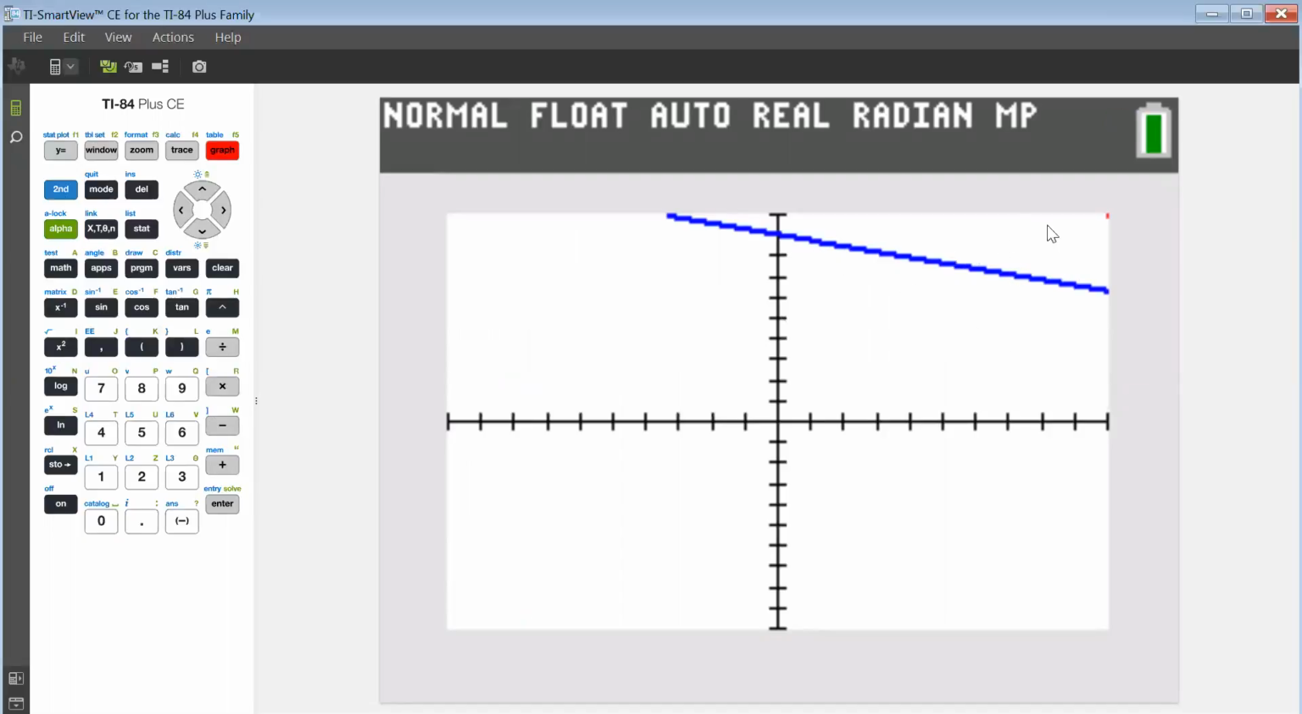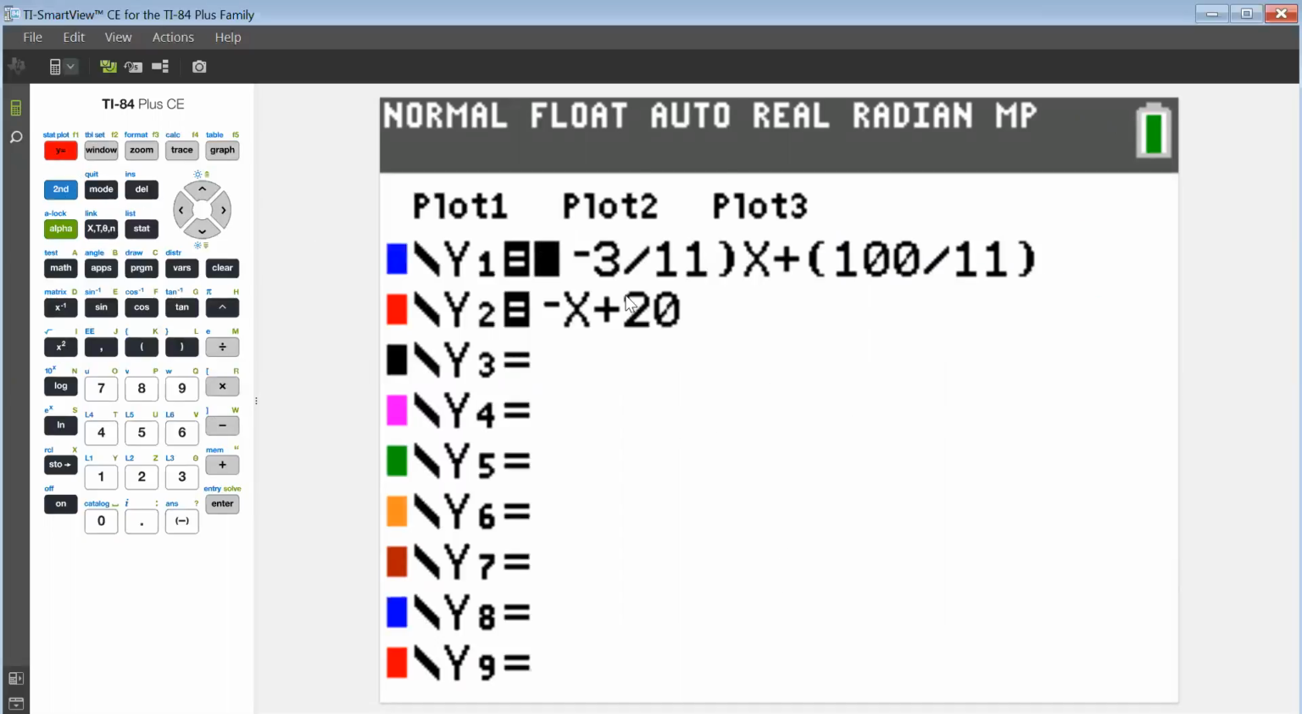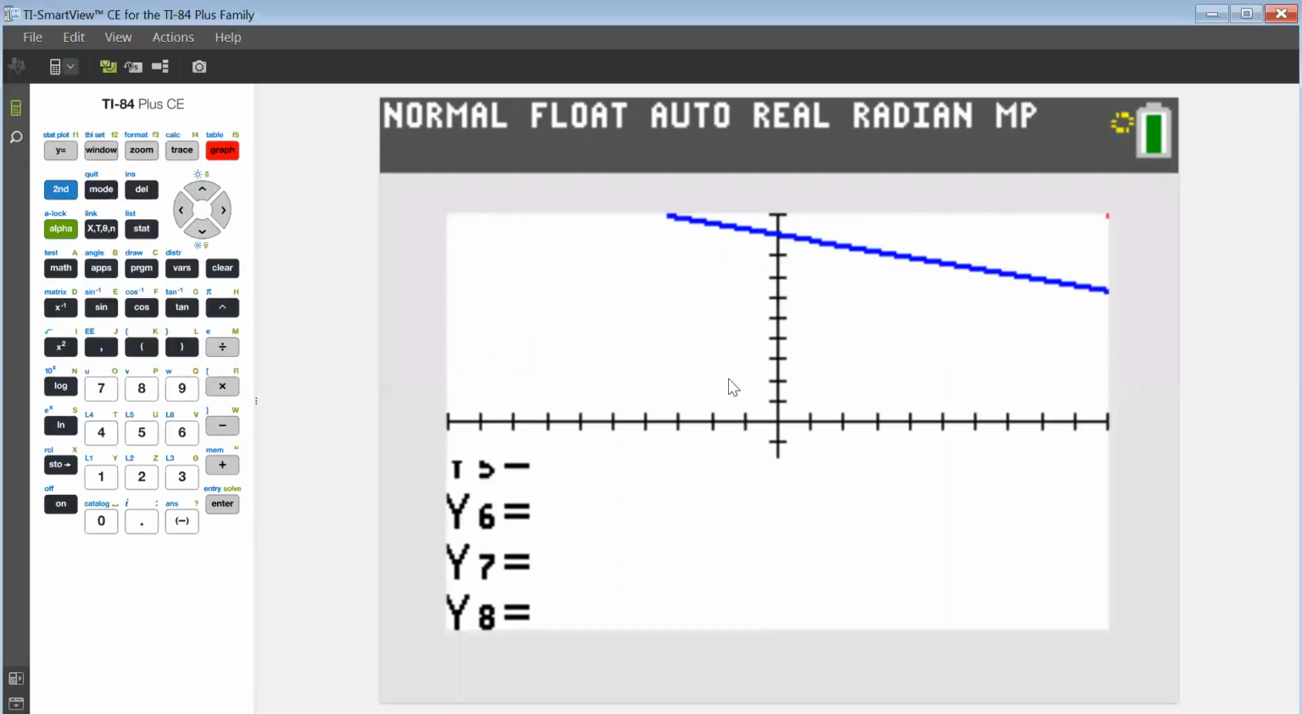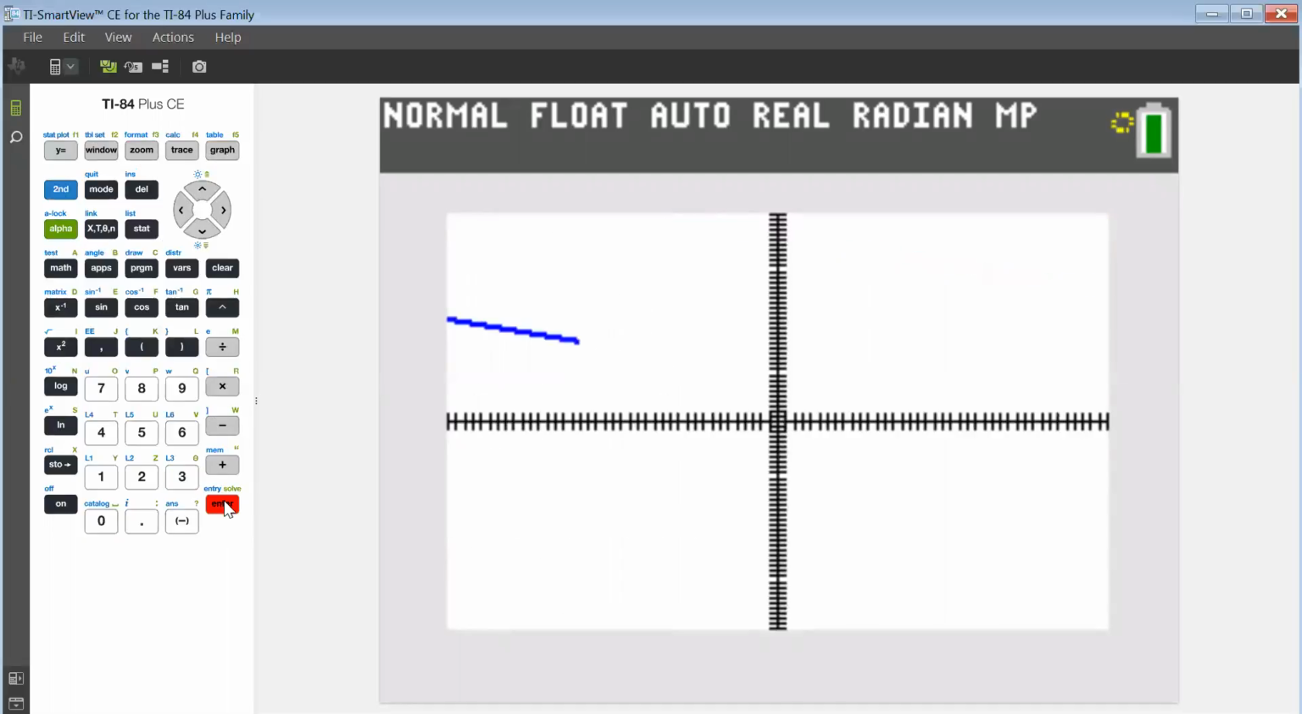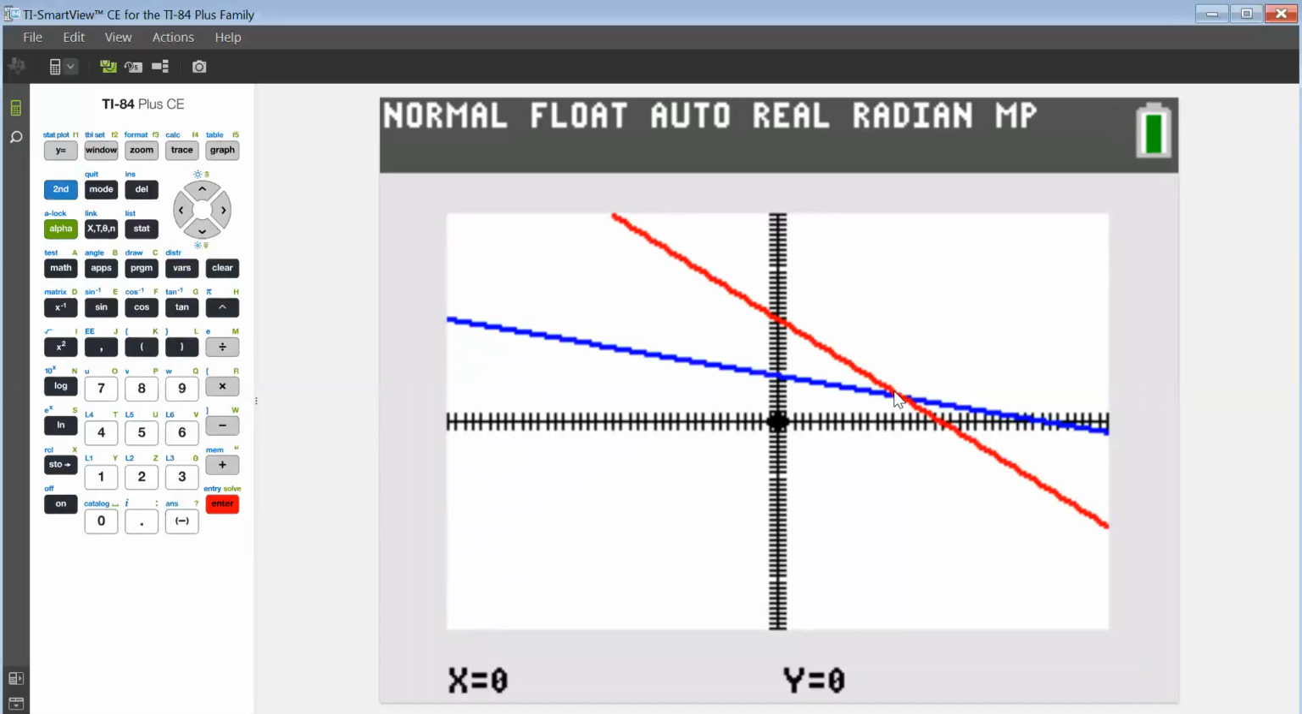Well, it should hit in quadrant 1, but why can't we see it? Well, if we go back and look, we have an intercept of 20, which, this is only a 10 by 10. So what we're going to do is zoom out 1 click. So I went to zoom, 3, hit enter, and we see that it's over here.